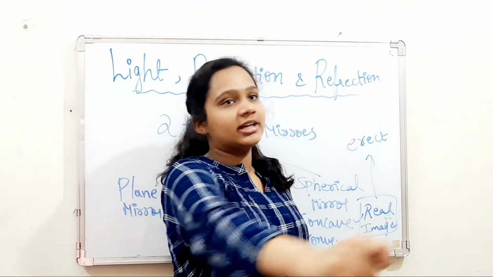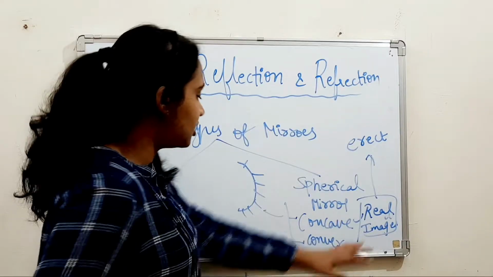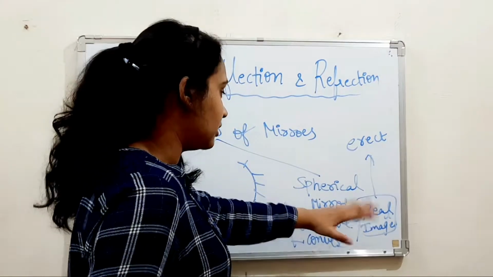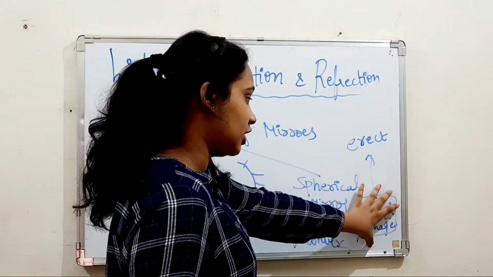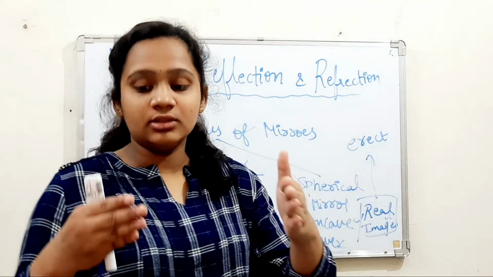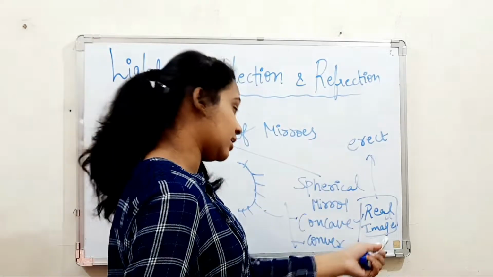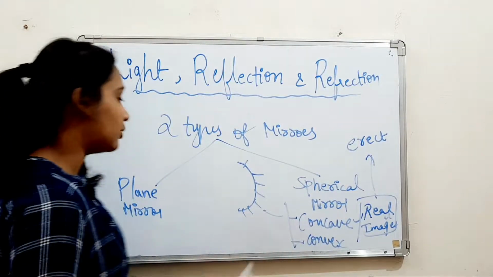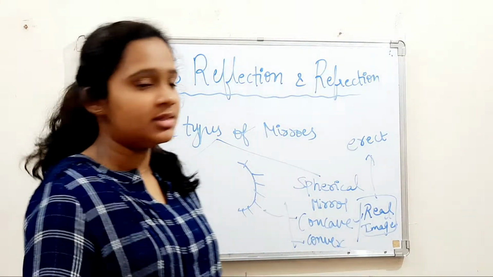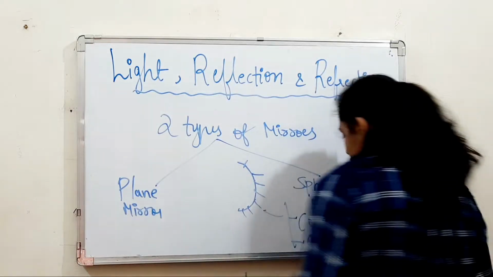एक तो है दूर रखने पर हम देखा जा सकता है. This is a type of real image, that is, the reflecting rays meet at a certain point. Okay, this is a real image. So this is everything about the concave mirrors. Now talking about the convex mirrors.